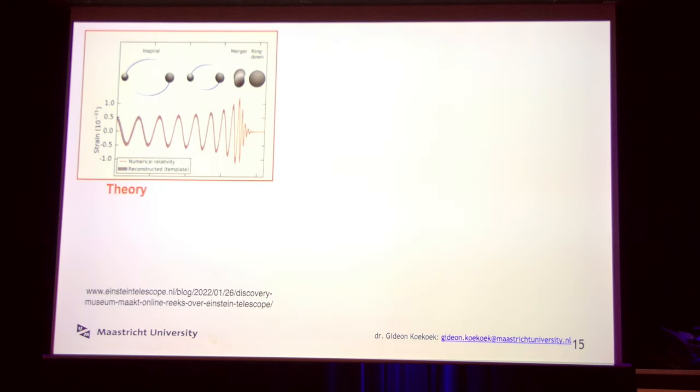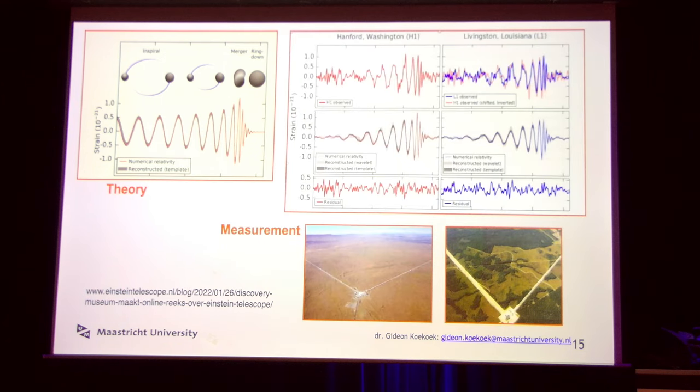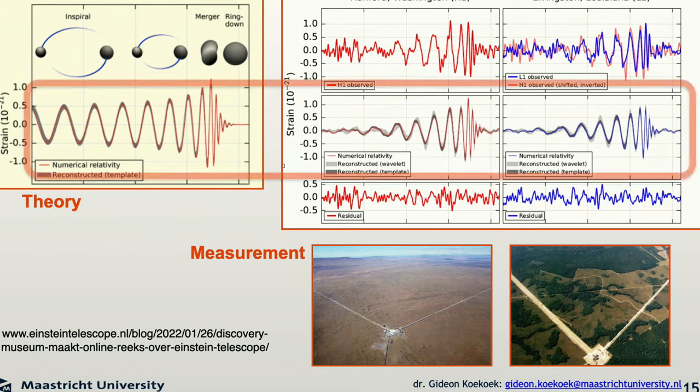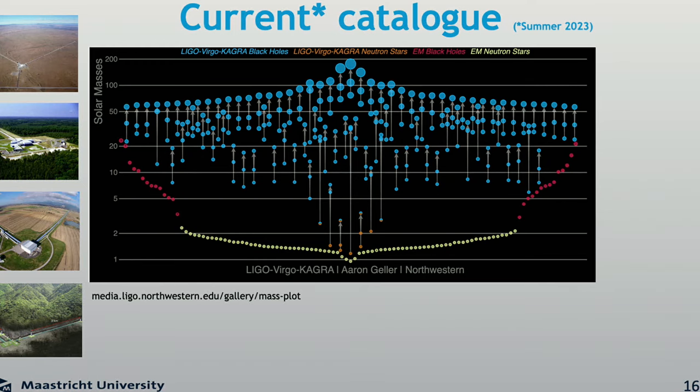There you go. Left-hand side is prediction. The right-hand side was the measurement. This was the Nobel Prize. Right? You can see that it was exactly as predicted. Now, these were measured by the LIGO detector. I already mentioned this. And again, going back to the current day, about 90 of these things we have now discovered. So you have a background now in gravitational waves.